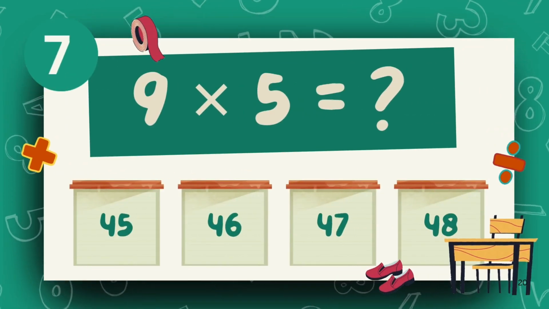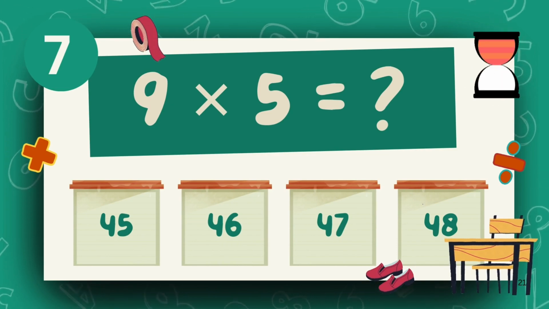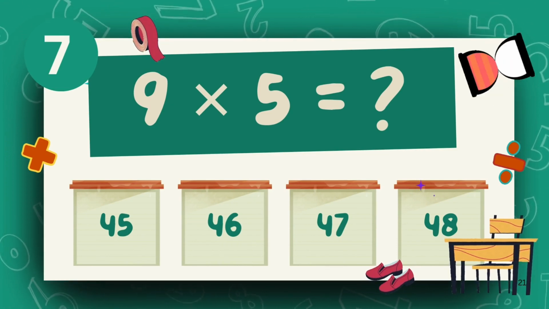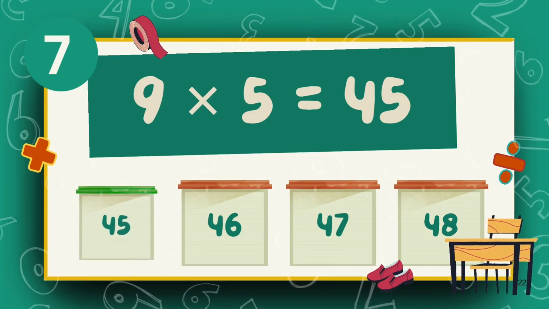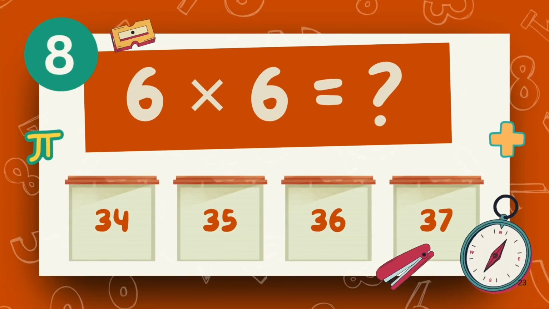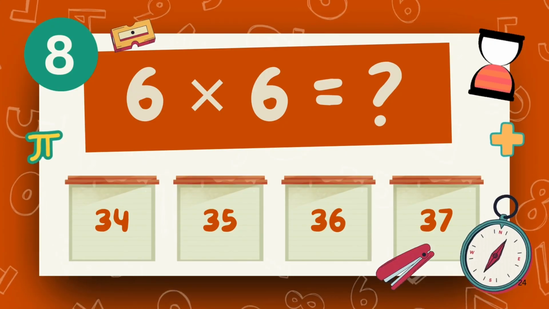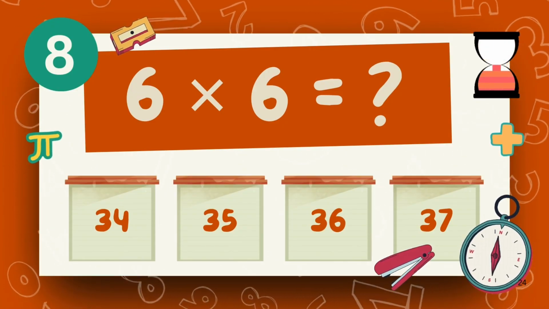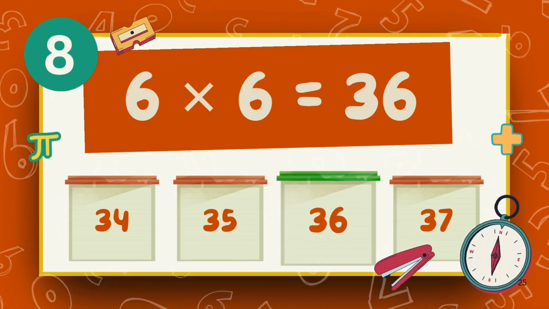What is 9 multiply 5? The answer is 45. What is 6 times 6? The answer is 36.